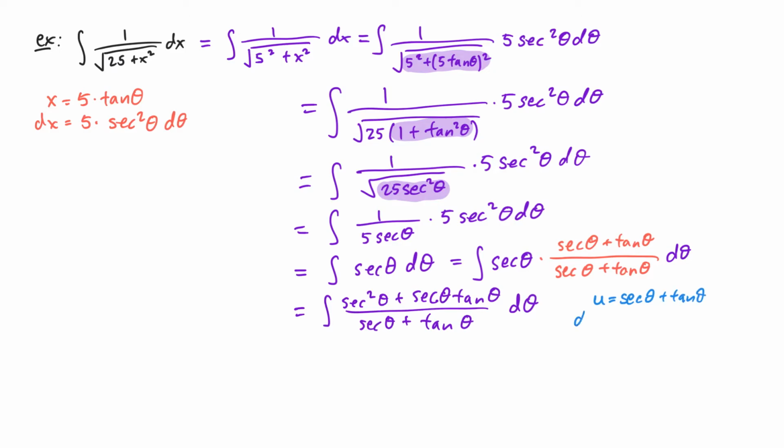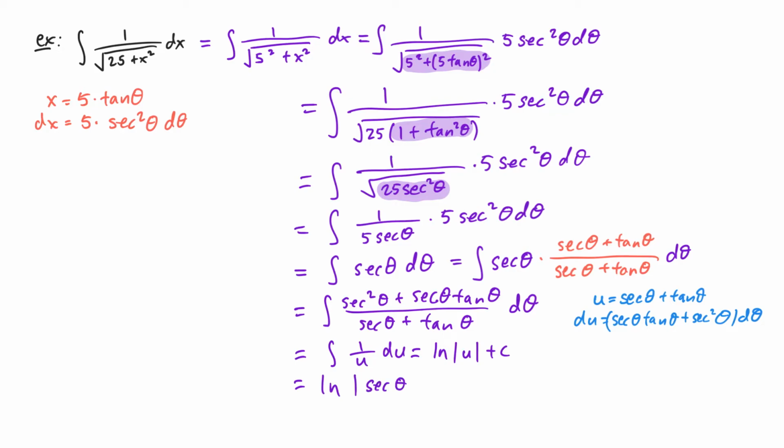When we take the derivative to get du, we see that we get secant theta tan theta plus secant squared theta and then d theta. So that's exactly what we see in the numerator. So making this substitution, our integral becomes integral of 1 over u du, which we know how to integrate. This is ln of absolute value of u plus c. Now, rewriting this in terms of thetas, this is ln of absolute value of secant theta plus tangent theta plus c.